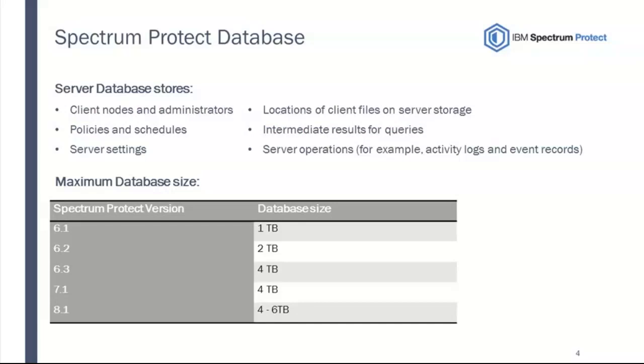What are the devices attached to the Spectrum Protect server? And the last one is server settings. Here you can see a table that shows how the DB size increases with every version of the Spectrum Protect server. Earlier, with version 5.5, we used to have a maximum database size of around 500 gigabytes. But after we added DB2 as the TSM server database, we have tested around 6 terabytes of database size. And every year with the new version, we are increasing the size.